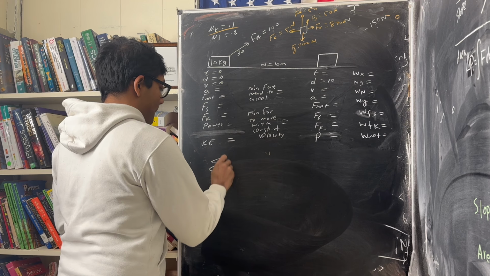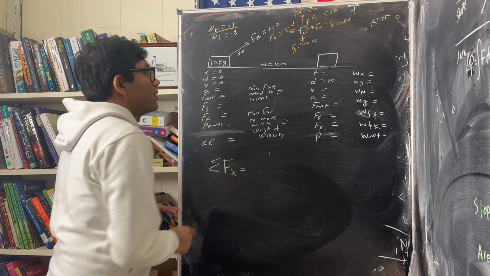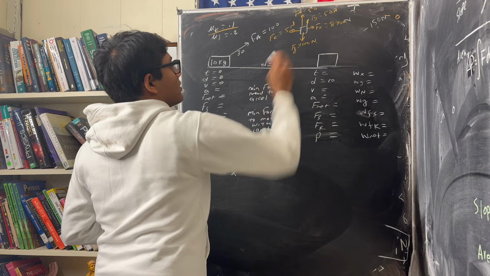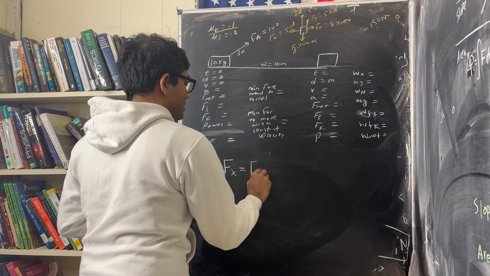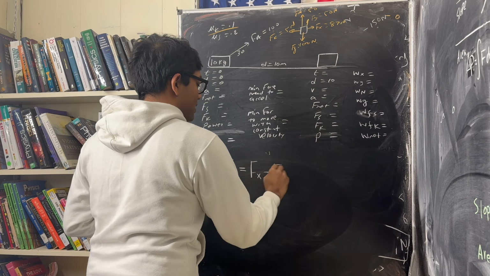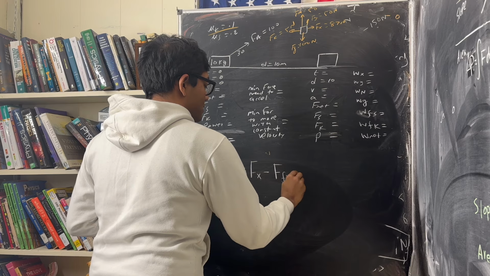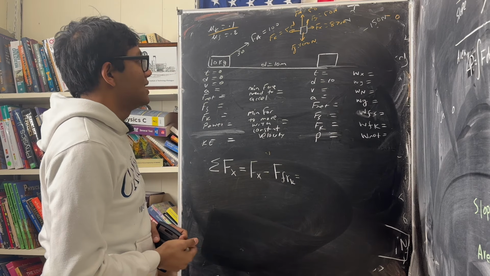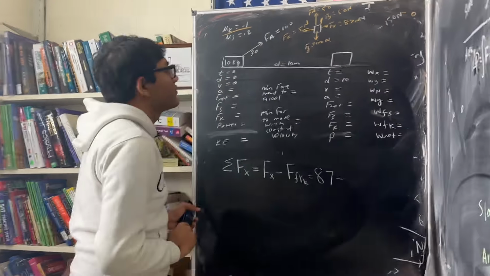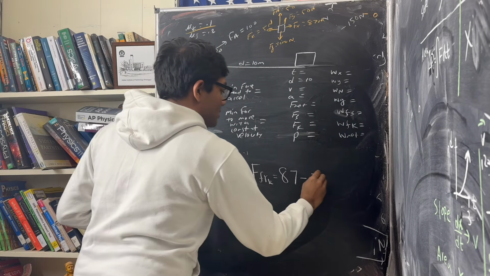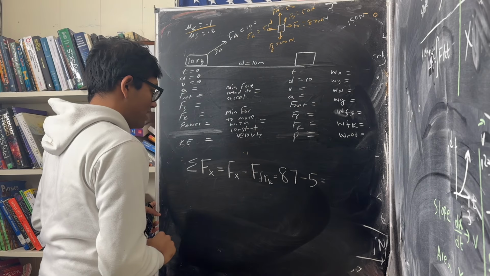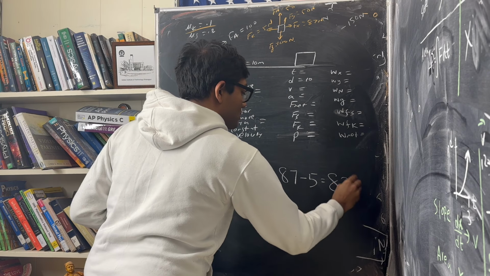The net force in the horizontal direction will be the horizontal force Fx minus the kinetic friction. So Fx is 87. The kinetic friction is 5 newtons. So the net horizontal force is 82 newtons.